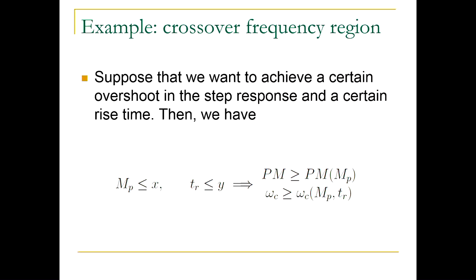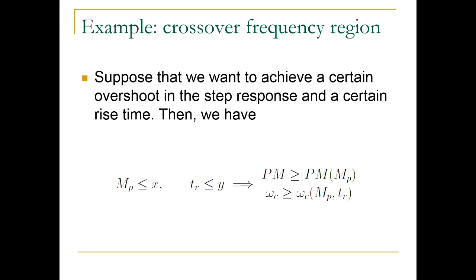So suppose that you are given a constraint on the overshoot. By the way, I'm using MP for overshoot, like that's the notation for overshoot. And this is the rise time. So if I'm given some X and Y, your boss tells you, well, X should be less than 0.1 or whatever, and this is less than 0.2.